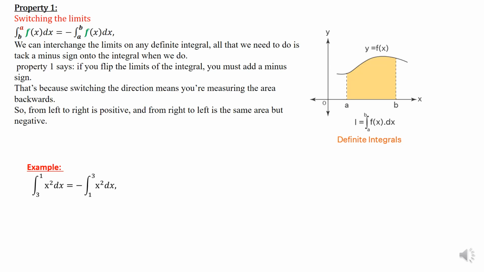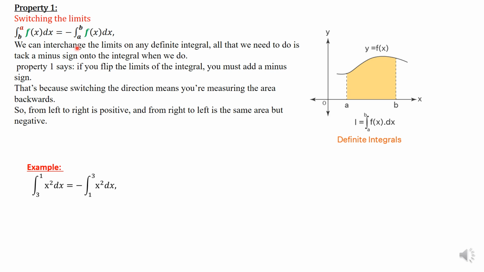Property 1, switching the limits. What do we mean by this? The integral from b to a of f of x dx is minus the integral from a to b of f of x dx. We can interchange the limits on any definite integral. All that we have to do is tack a minus sign onto the integral when we do. So the integral from b to a is minus the original integral, which is from a to b.